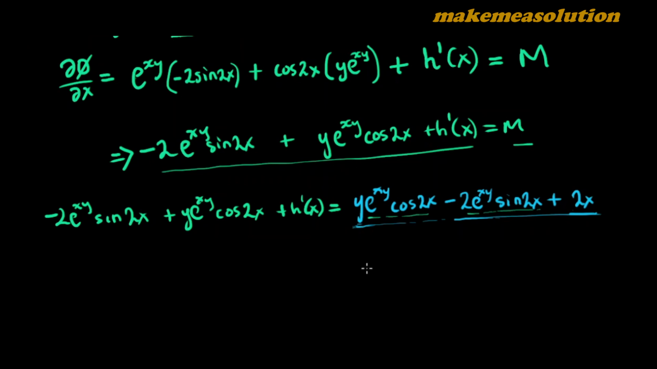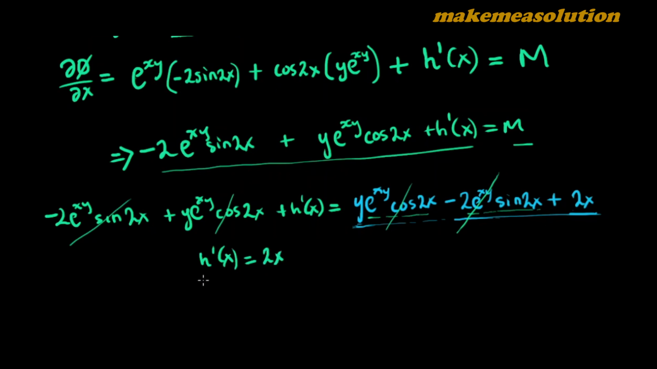So what can you notice from this particular expression for m? You will notice that minus 2 exponential xy sine 2x is common in both sides, so they can cancel out. So what else do you notice? y exponential xy cos 2x is also common in both sides, so they will cancel out. So finally you'll be left with h prime of x is equal to 2x.